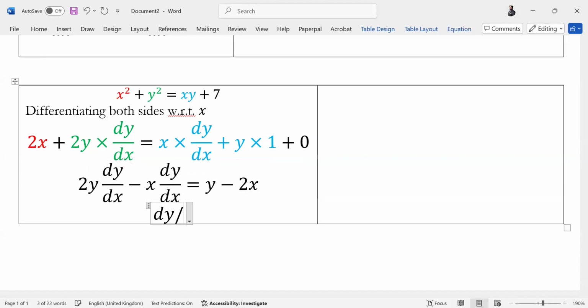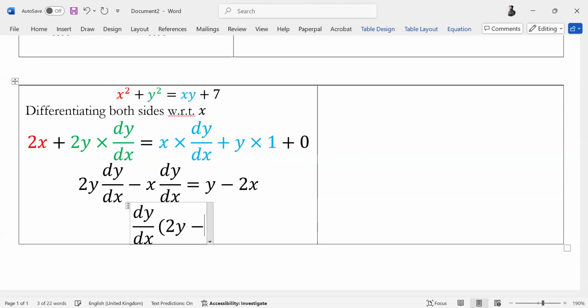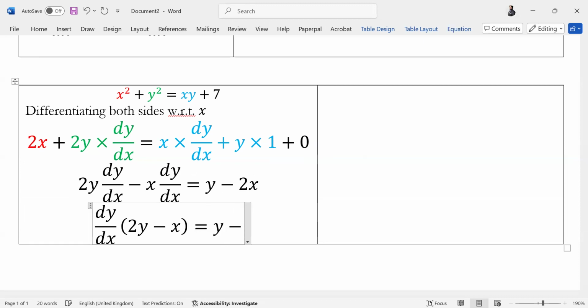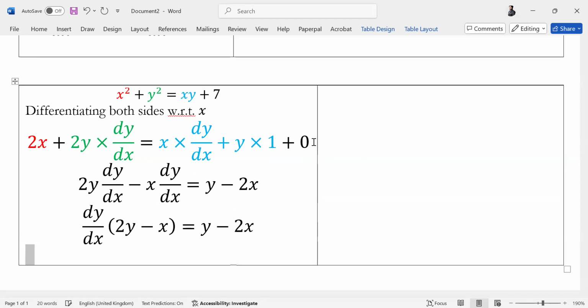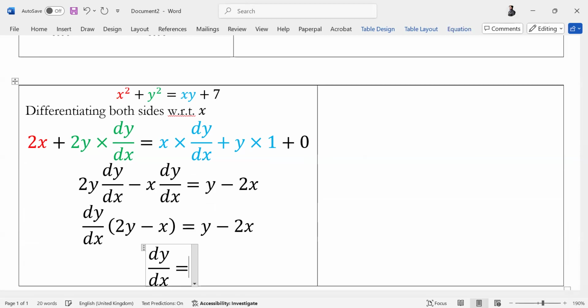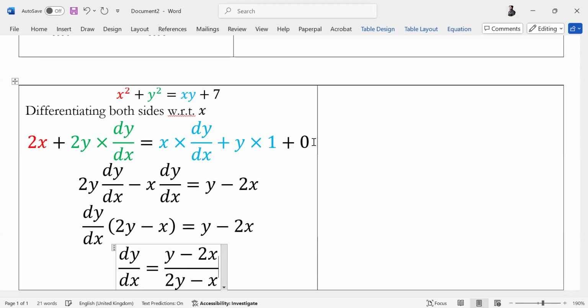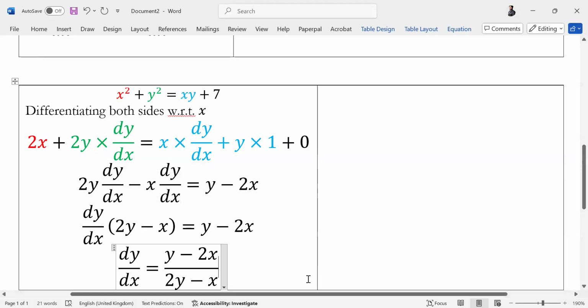Now I can simply take dy by dx common. (2y minus x) dy by dx is y minus 2x. So what is dy by dx, or the gradient of the curve? It is y minus 2x upon 2y minus x. So these are a few steps that we need to do after differentiating both sides with respect to x when doing implicit differentiation. Clear? Does this make sense?